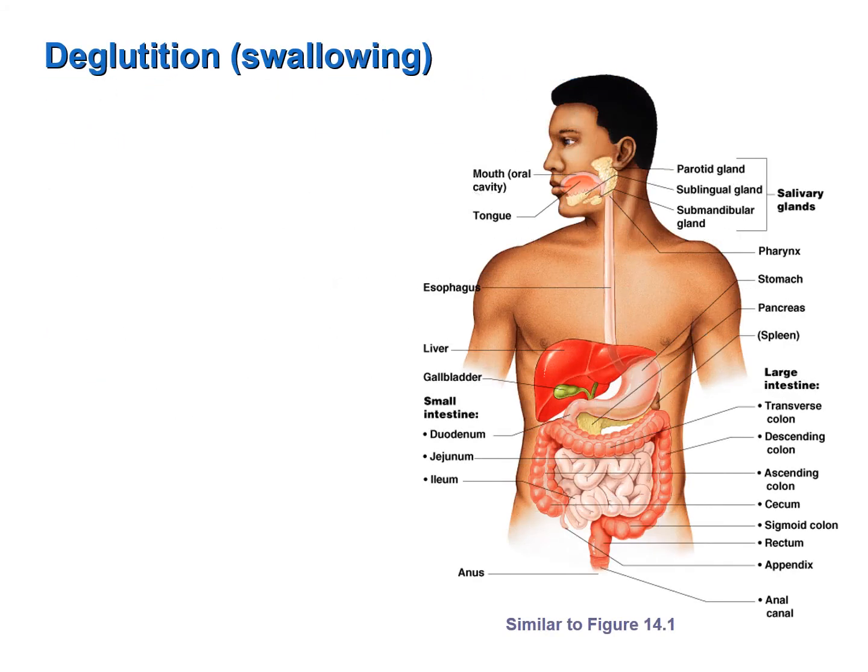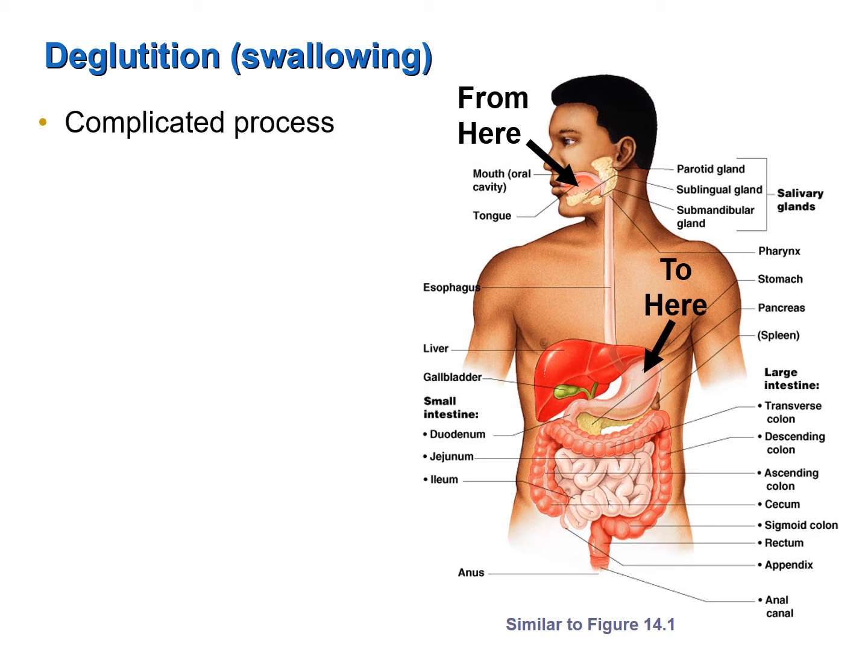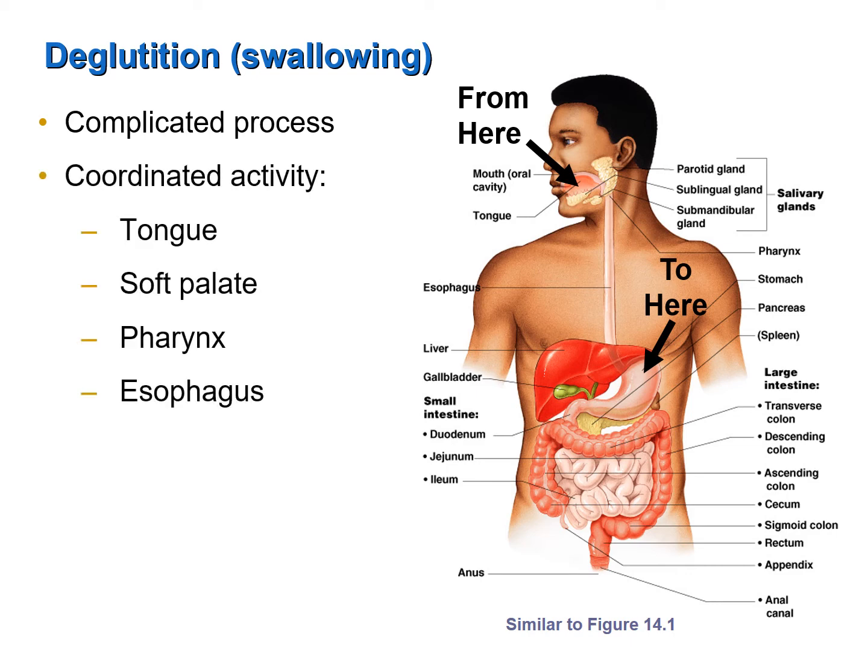After a bolus is formed in the oral cavity, it can then be swallowed. Swallowing, or deglutition, is the movement of a bolus from the oral cavity here into the stomach here. Believe it or not, it is a rather complicated process. It involves the tongue, the soft palate of the oral cavity, the pharynx or throat, as well as the esophagus. We don't think of it as a very complicated process, of course, and that's because much of it is involuntary.